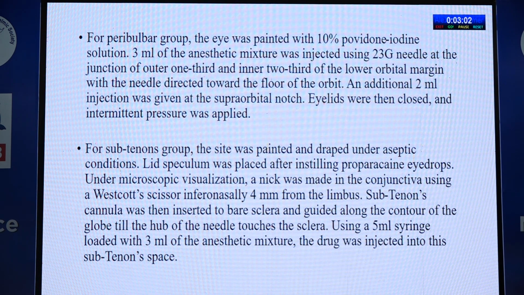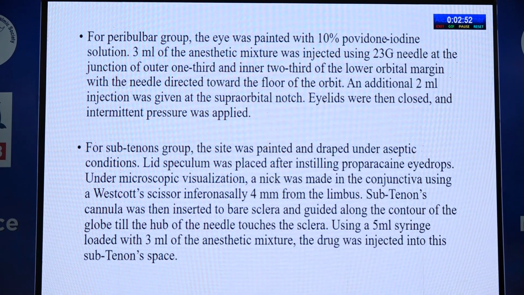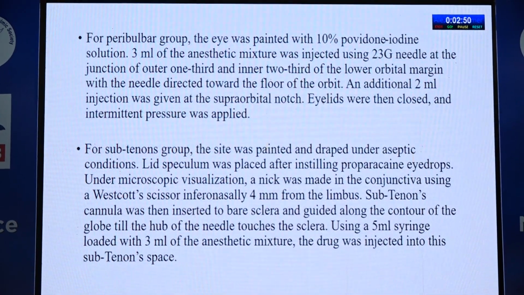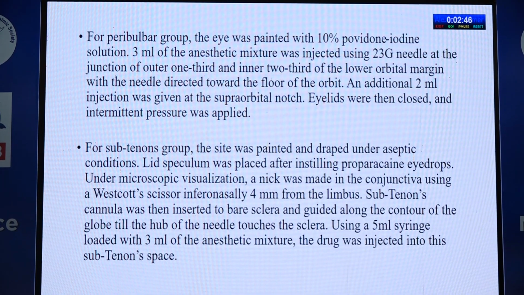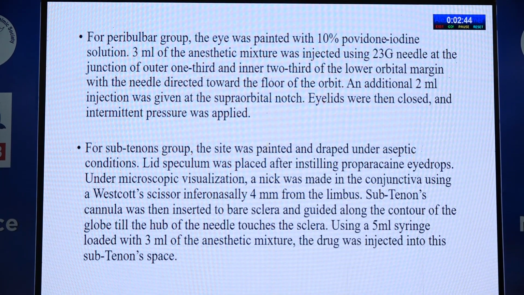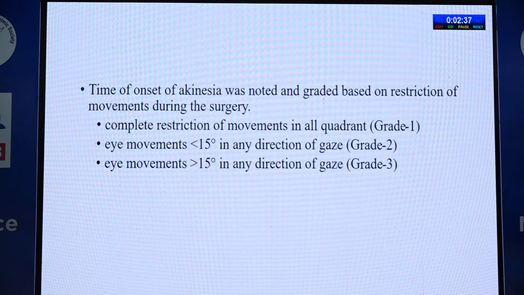For the sub-Tenon's group, the site was painted and draped under aseptic conditions. A speculum was placed after instilling the paraffin drops. Under microscopic visualization, a nick was made in the conjunctiva using Westcott scissors inferonasally, 4 mm from the limbus. A sub-Tenon's cannula was then inserted to the bare sclera and guided along the contour of the globe till the hub of the needle touches the sclera. Using a 5 ml syringe, 3 ml of the anesthetic mixture was injected into the sub-Tenon's space.